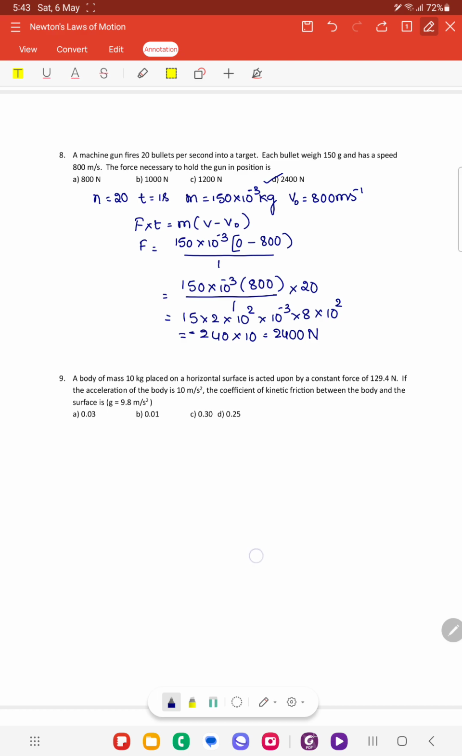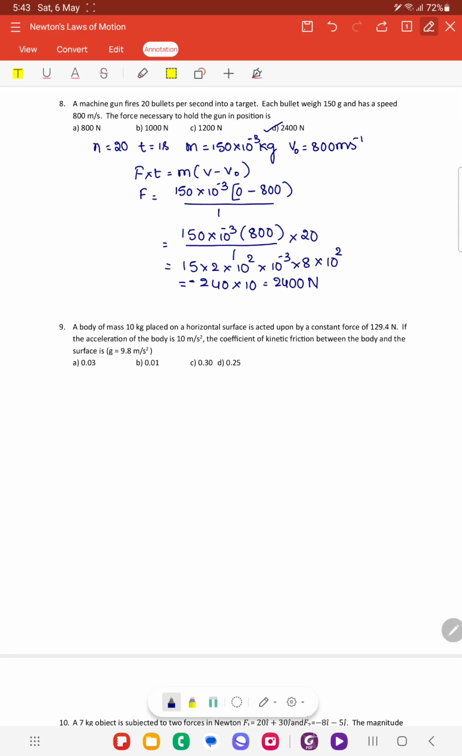Question number 9. A body of mass 10 kg placed on a horizontal surface is acted upon by a force of 129.4 Newton. If the acceleration of the body is 10 meters per second square, the coefficient of kinetic friction between the body and the surface is. So we have the mass of the body, which is 10 kg, and it is acted upon by the force, which is 129.4 Newton, and the acceleration is given as 10 meters per second square. We have to find the coefficient of kinetic friction, mu k.